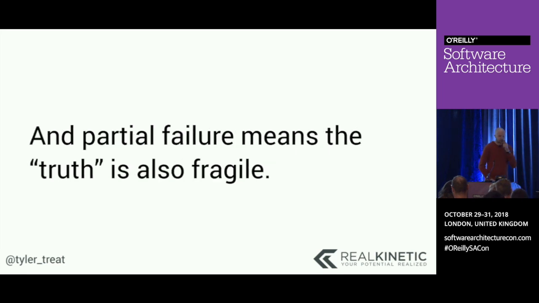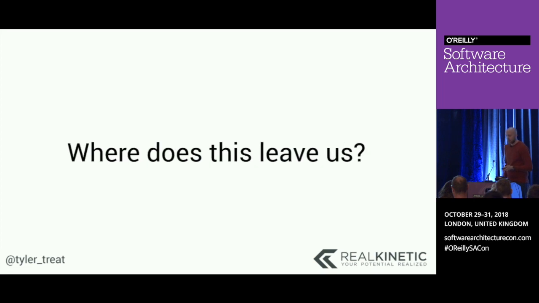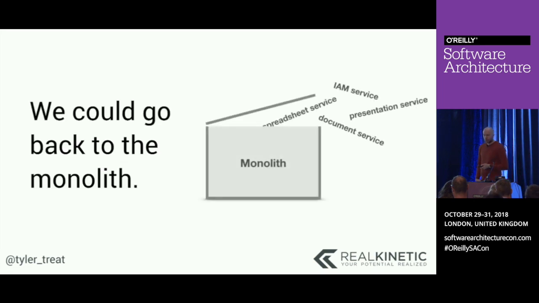And so if we're not careful, it also means partial failure can mean that the truth is also fragile. So where does this leave us? Well, we could punt on the problem and throw everything back into a single system and go back to the monolith and just avoid the problem, the realities of distributed systems. And this can be perfectly reasonable to do so long as we're mindful of the trade-offs.